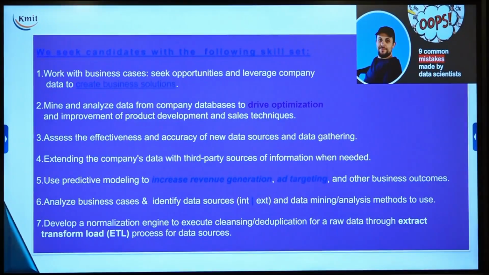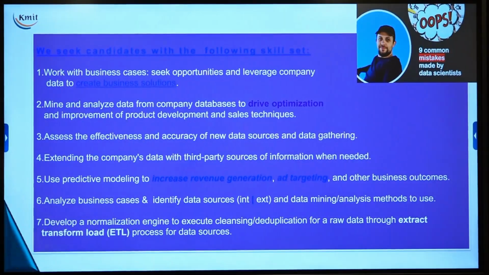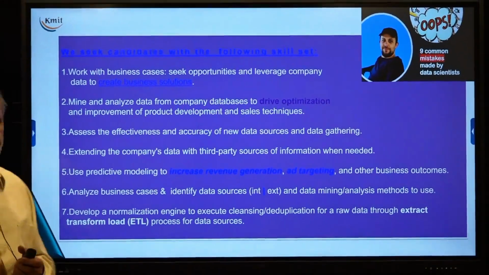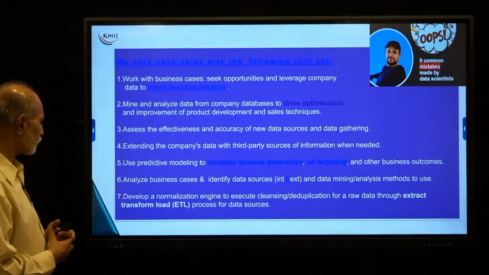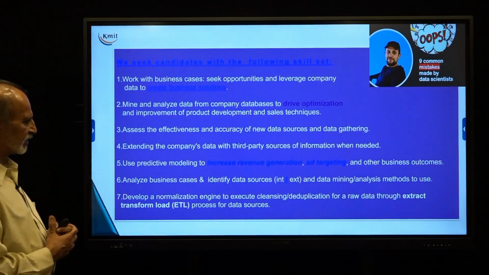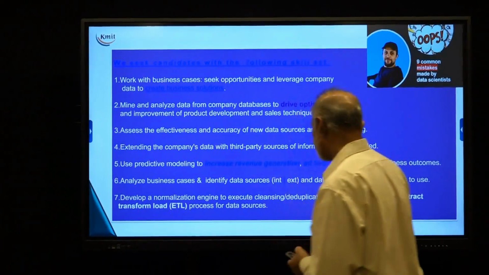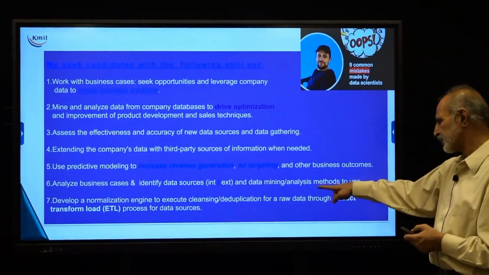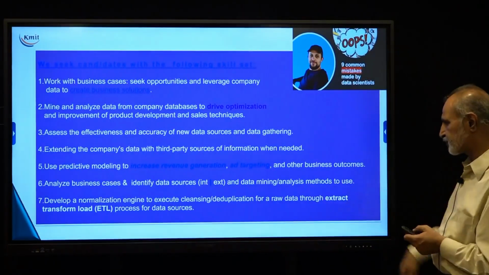So, you have to integrate your mode of payment with the third party, or your software should be able to club together with the third party software. Number five, use predictive modeling to increase revenue generation and aid targeting and other business outcome. So, naturally a company is looking for revenue generation and company is looking for aid targeting, advertise more. Number six, analyze business cases and identify data sources, that is data sources are either internal or external, and data mining is the analysis method to use.